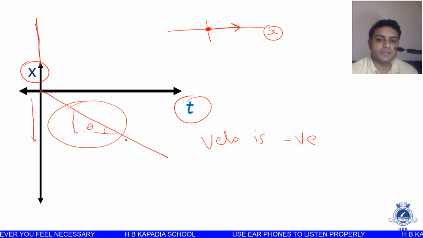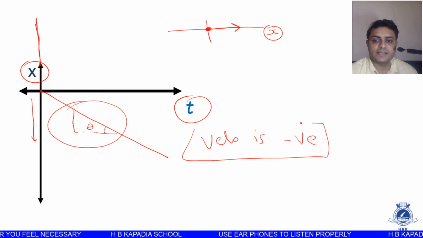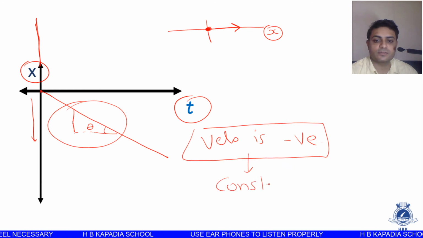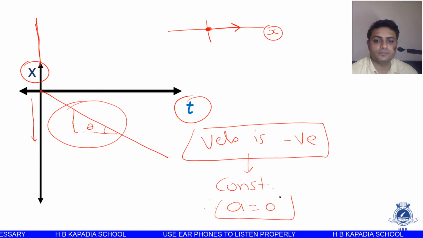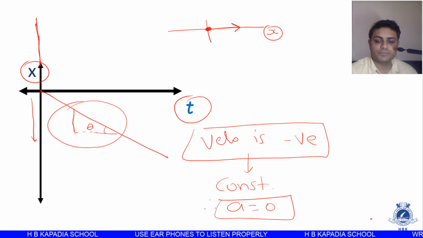Over here also the velocity is of course negative, but the velocity is also constant. Velocity is constant, therefore in this case also the acceleration will be 0. There will be no acceleration produced in this case. Okay, so let's see next.